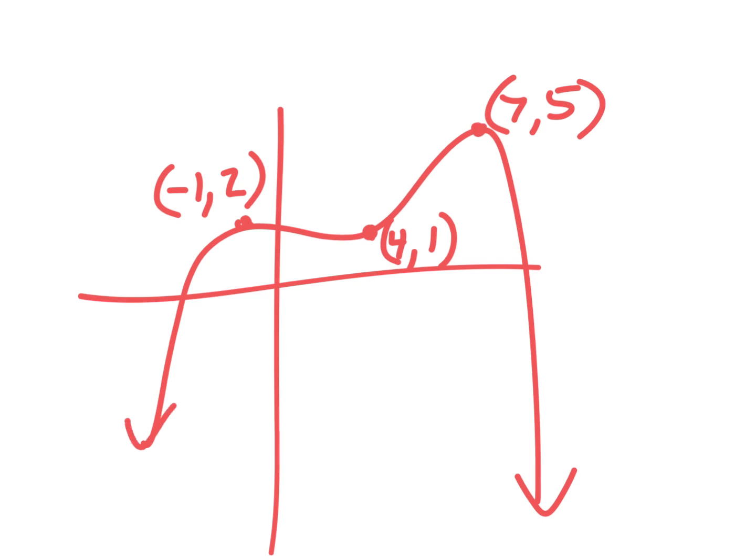Just answer this question for me. Is there a local minimum? Is there a spot that's lower than everything else nearby? Yep, 4, 1 is lower than everything else nearby. Okay. Is there a local maximum? Are there 2 local maximums? Yes. One of them is both the local maximum and an absolute maximum.